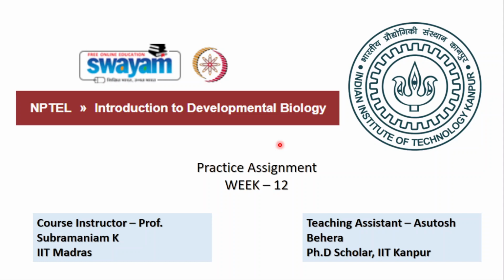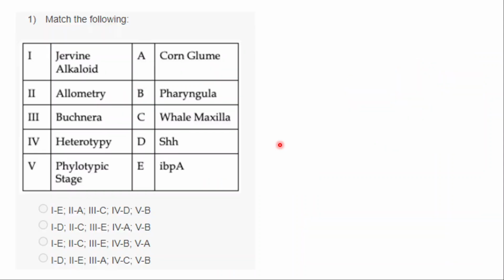Good, very good. Okay, so the first question of this session is a match the following question. On the left hand side we have Roman numerals 1, 2, 3, 4, 5, and on the right we have A, B, C, D, E, and you have to tell me what is the correct match. Gervine alkaloid, corn gloom, allometry, pharyngula, Buchnera, whale maxilla, heterotypy, SHH, phylotypic stage, IBPA.